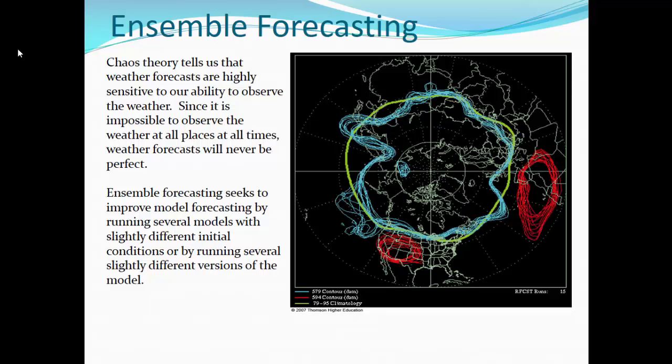Now, one of the methods that we use to fine-tune models now is referred to as ensemble forecasting. So chaos theory tells us that weather forecasts are going to be highly sensitive to subtle changes in our ability to literally observe what's happening in the weather. So since it's effectively impossible to observe the weather at all places and at all times, weather forecasts are never going to be perfect. So the idea of ensemble forecasting is to improve model forecasting by running several models, or sometimes dozens, with either slightly different initial conditions or by using the same initial conditions but by running slightly different versions of the same model.